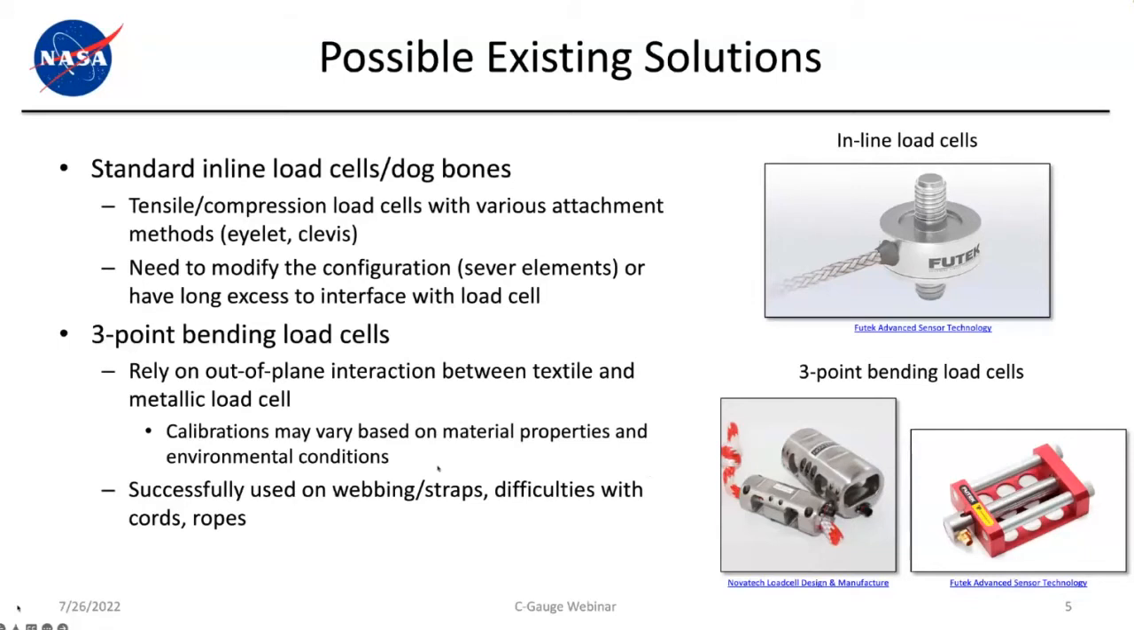We've had mixed success with this. With webbing and straps, we've had some success. Cords, not so much. This approach really relies on the material properties of your rope or webbing or cord itself, along with the interaction of the material between the textile and the 3-point bending device, plus environmental conditions. You're really inferring a bunch of things about the loading setup here to get your tension. Not a lot of success here with these cords.